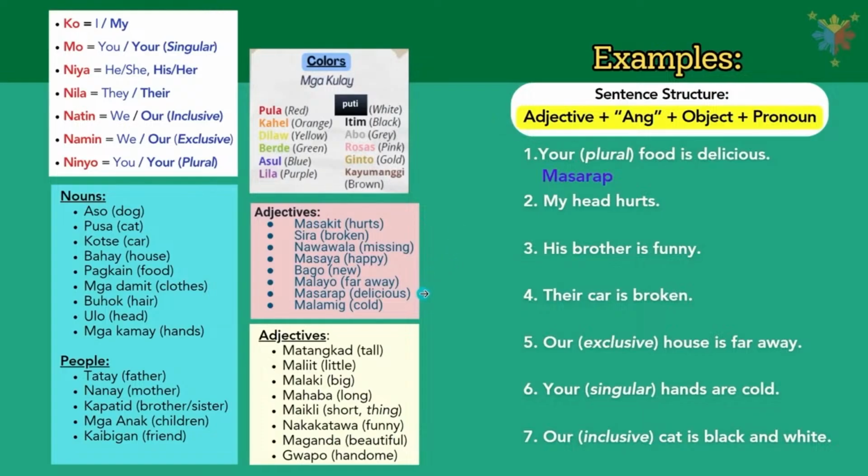It's right over here in this pink box. Masarap means delicious. Then it's the word ang. Then it's the object, food, which is here in the noun section, food, pagkain. And then it's the pronoun, ninyo, plural. Your food is delicious. Masarap ang pagkain ninyo.